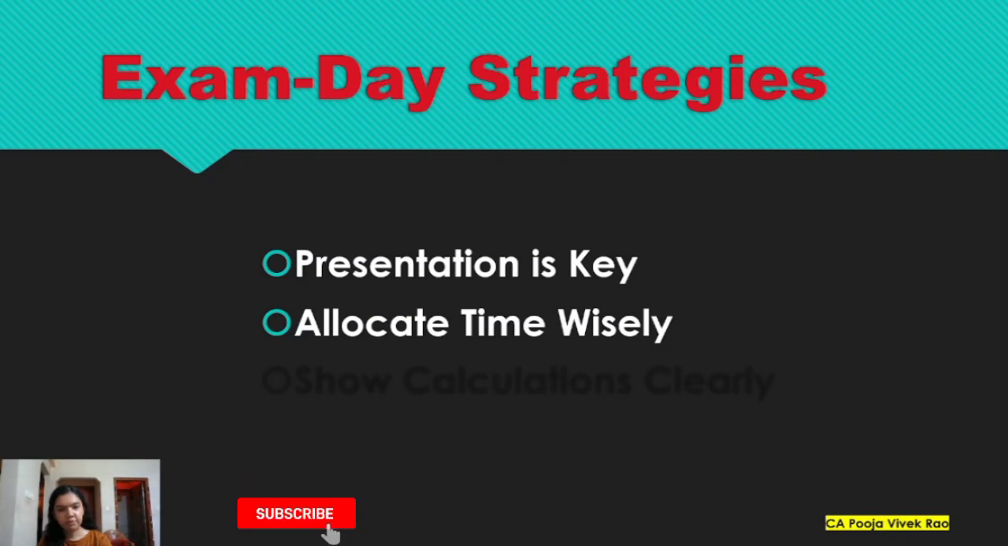Allocate time wisely. Divide your time based on complexity of questions. Tackle easier questions first to build confidence and save time for tougher ones. And also ensure you attempt the full 100 marks paper.